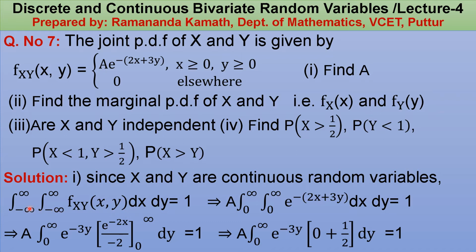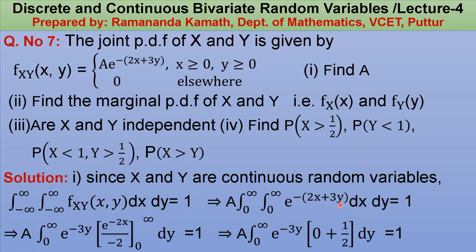So inner integral we have taken with respect to x, outer integral with respect to y. We can also take it as inner integral with respect to y and outer integral with respect to x. Now inner integral with respect to x is from 0 to infinity, outer integral with respect to y is also from 0 to infinity. Double integral is from 0 to infinity and the integrand fxy of x comma y is a into e power minus of 2x plus 3y. Keep that a outside the double integral sign. Integrand will be e power minus of 2x plus 3y dx dy.